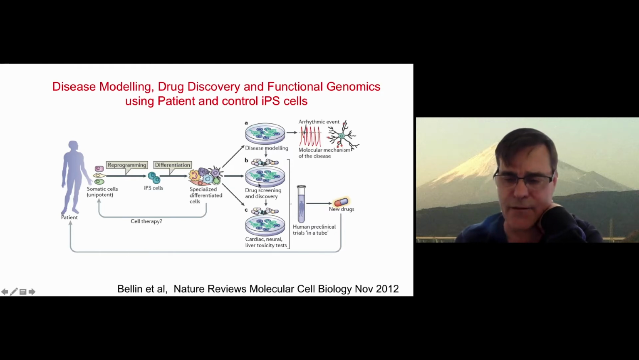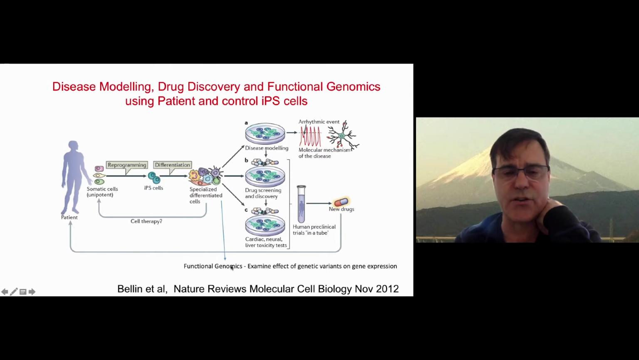What we have started to do now is functional genomics. What functional genomics is, is that you can use these cardiomyocytes to examine the effect of genetic variants that don't knock out the protein, the coding region of a gene, but actually impact how much of the protein it makes or how much of the RNA it makes.